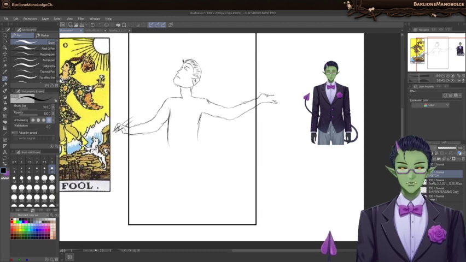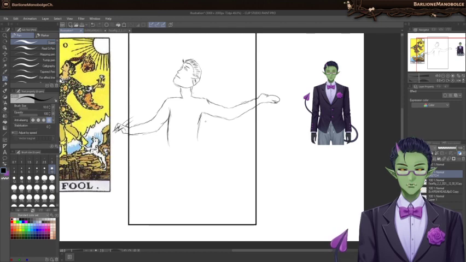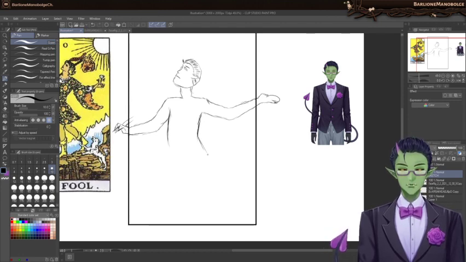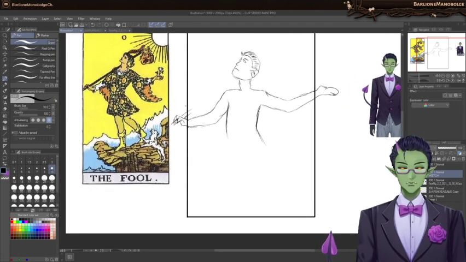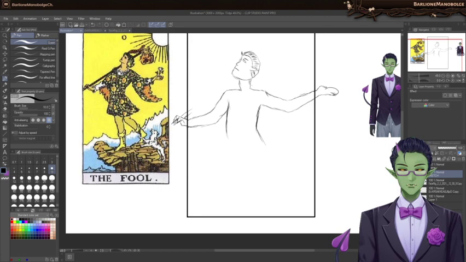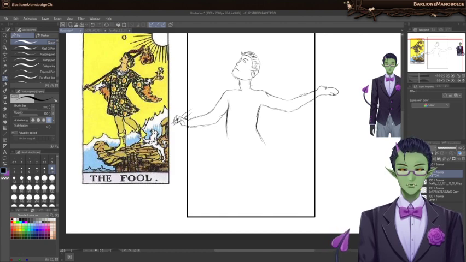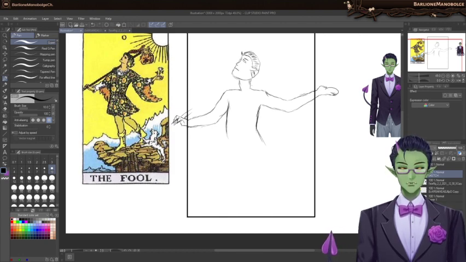I'm just going to make the hand a mitten for now because I don't want to draw fingers. Very curved. This fool has a very narrow waist. Very slim.